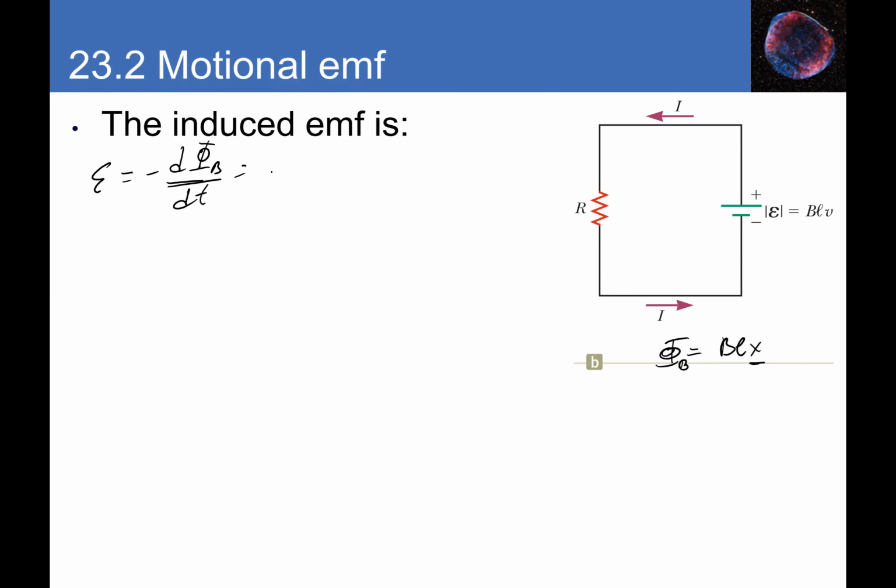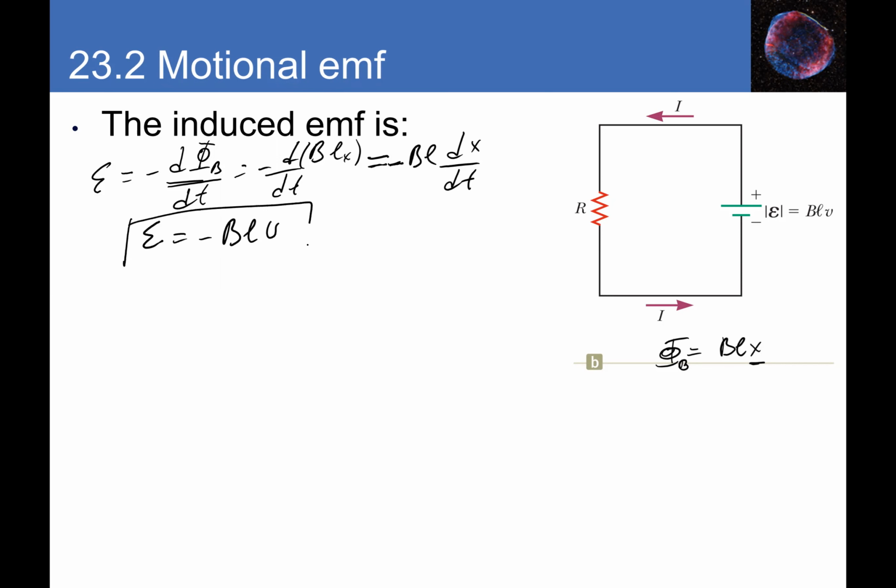And now what we can say here is that this is negative d/dt of the flux, which is BLX. And what we get here is negative B and L are constant, so I can pull them out. And then this becomes dx/dt. And obviously we know that dx/dt is nothing but a velocity. That means EMF is equal to BLV, right?